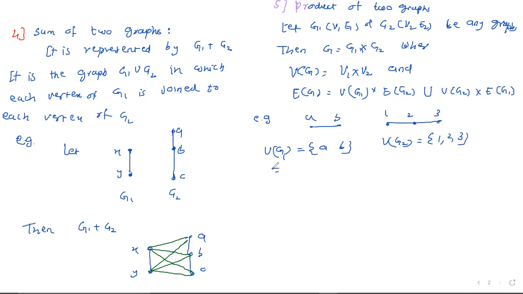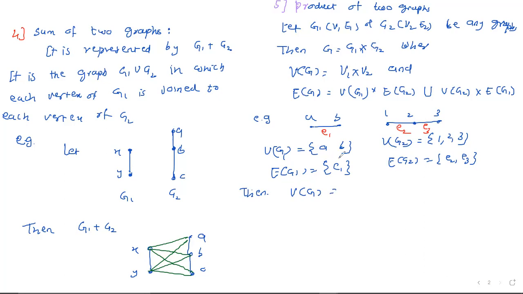Then E of G1 is only E1, and E of G2 is E2 comma E3. So what is V, the vertex set for the new graph, that is G1 cross G2?